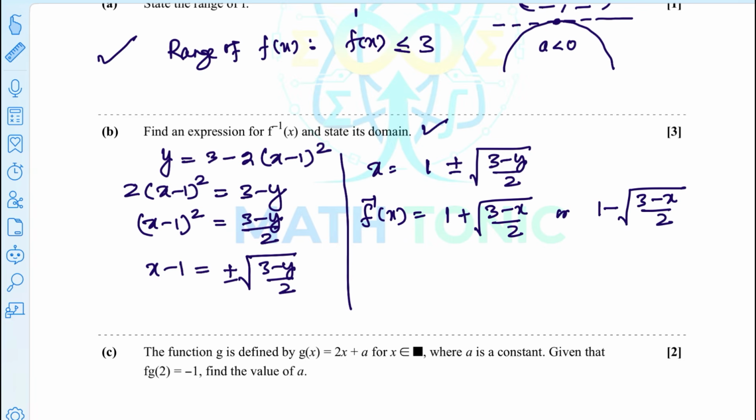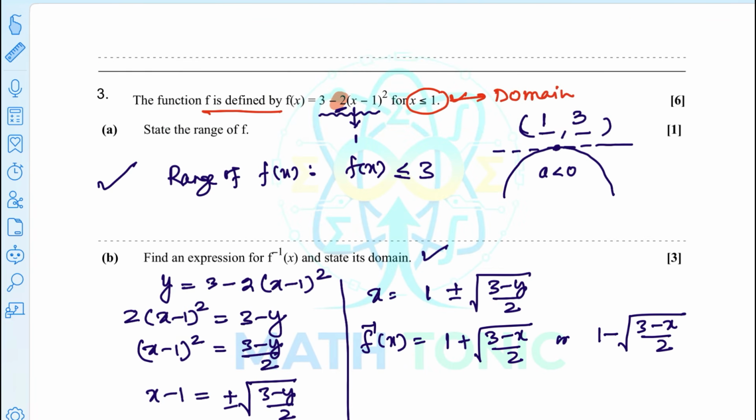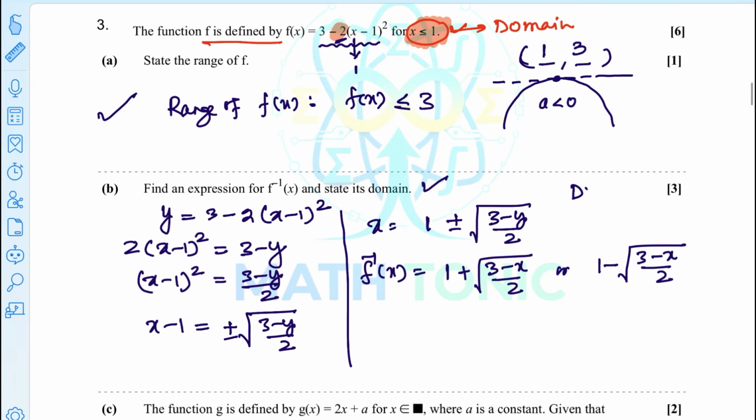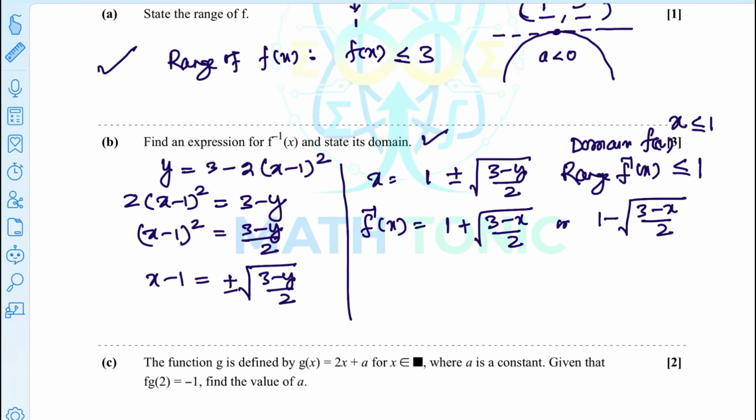If you see this question carefully, the domain of f(x) is given: x is less than or equal to 1. Try to understand this. I'm writing here the domain of f(x) is x less than or equal to 1, right? That means the range of f inverse of x should be less than or equal to 1. Are you getting it? That means the output of this should be less than 1. So I'll take this one. Are you getting it? This is the less than 1 value, right?